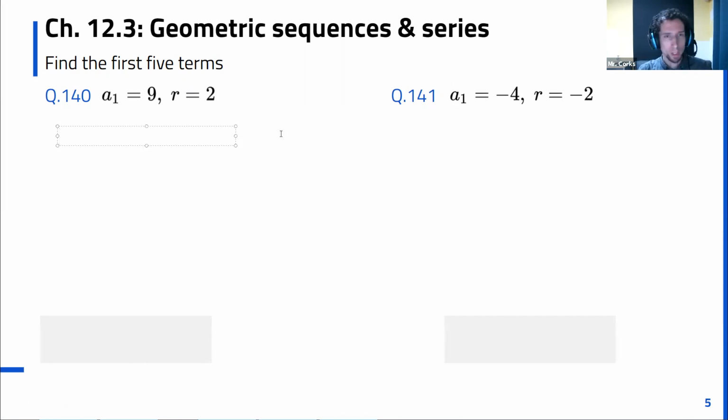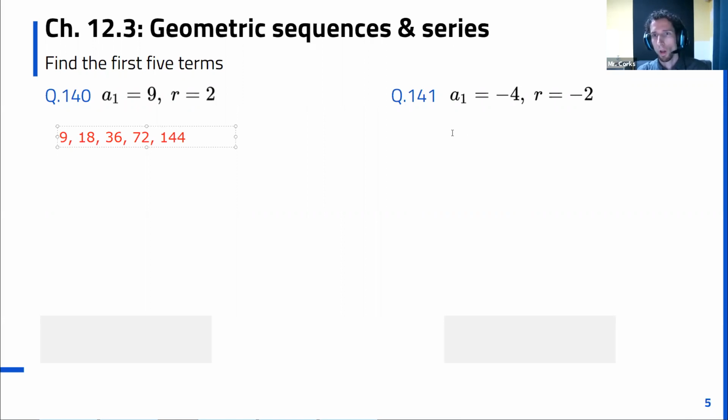Okay, so the first one here, if our first term is 9, then our second term will be 9 times 2. That's the ratio there. So 18, and then 18 times 2 is 36, 72, 144.